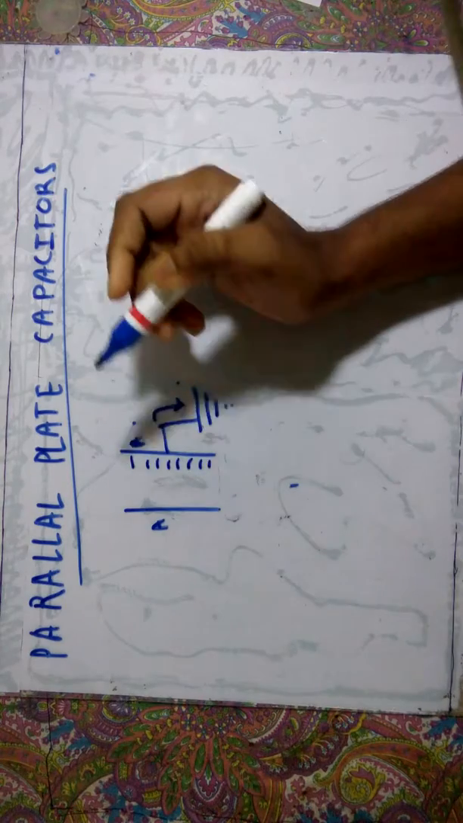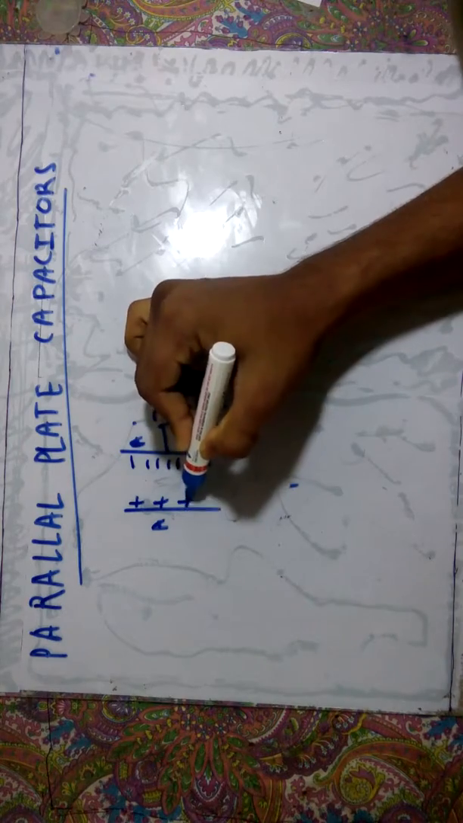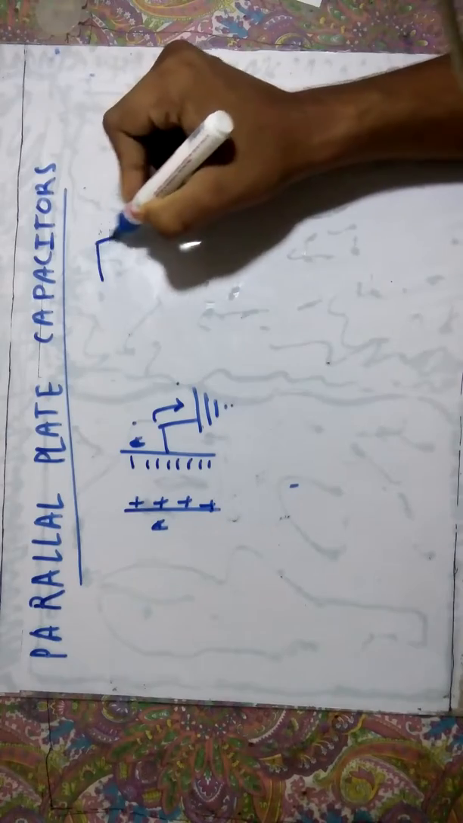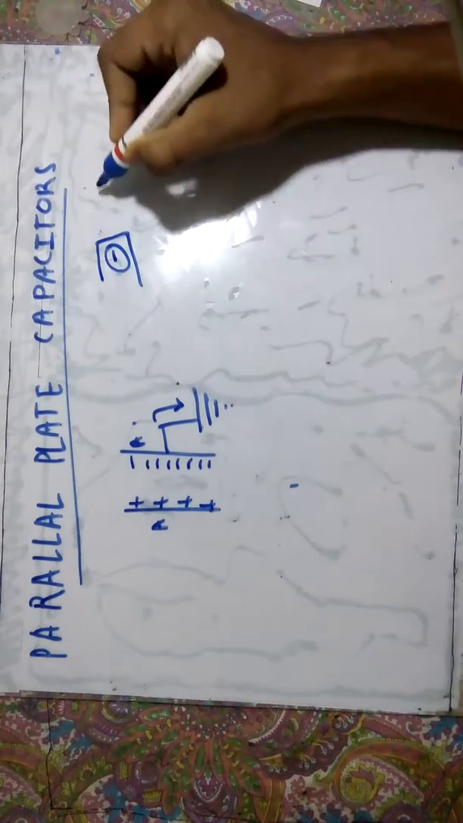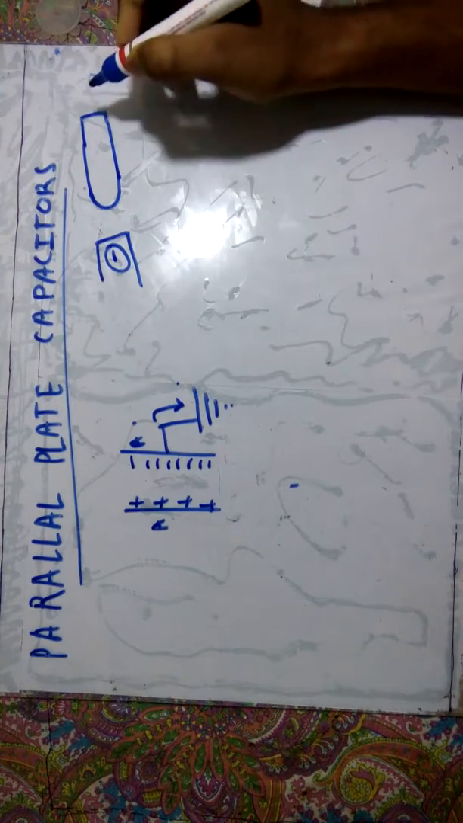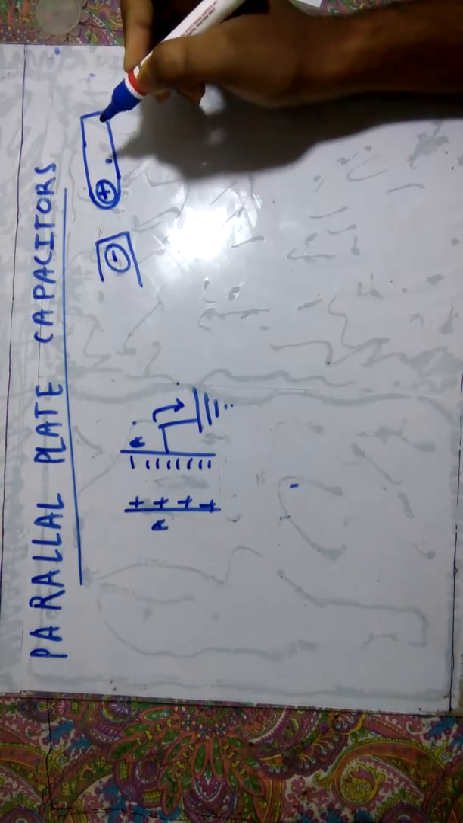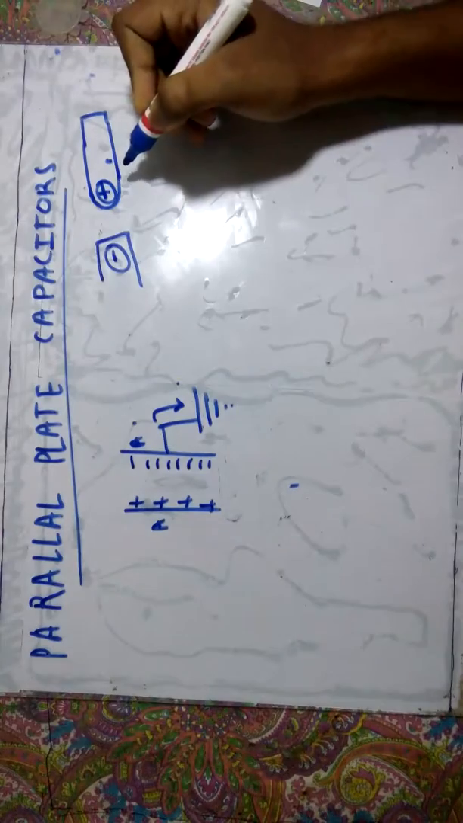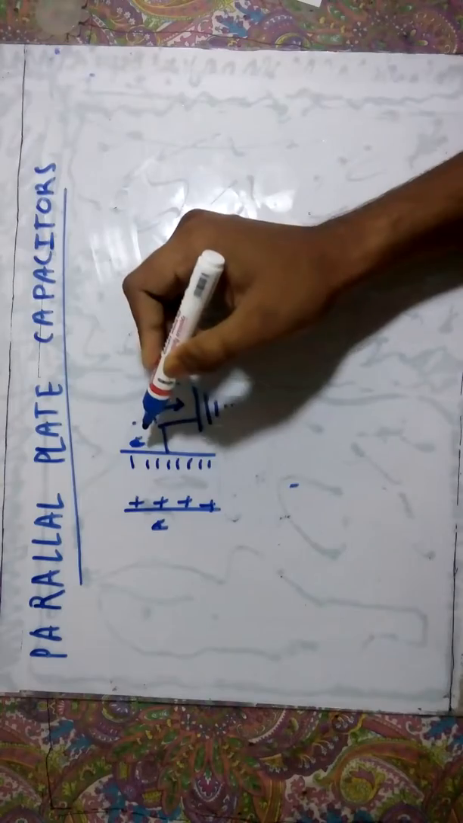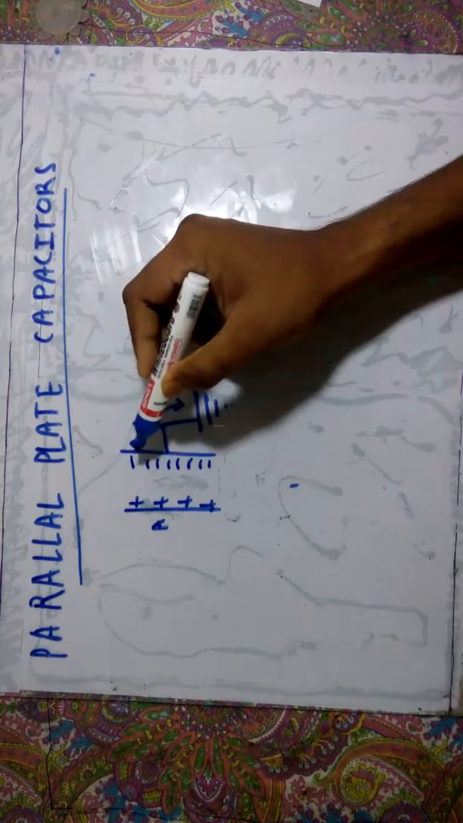And we all know that induction will cause plus charge here. So what is induction? We know that when a negative charge is introduced in front of a neutral body, positive charge is formed in the body, and they attract each other. In this way, positive charge will form in this plate, and negative charge will remain in this plate.